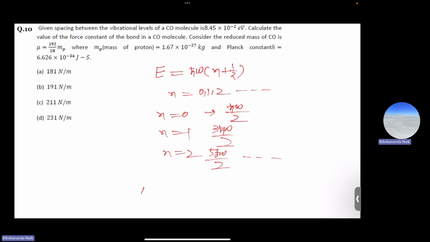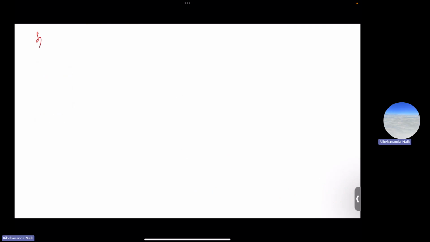Like this. So the separation or the difference in energy between two levels is always h cross omega, whether it is 3 by 2 minus half or 5 by 2 minus 3 by 2. Since it is varying linearly, the difference between two levels is always the same, and that difference is given to be 8.45 into 10 to the power minus 2 kilo electron volt. So this energy is nothing but h cross omega, or h nu.